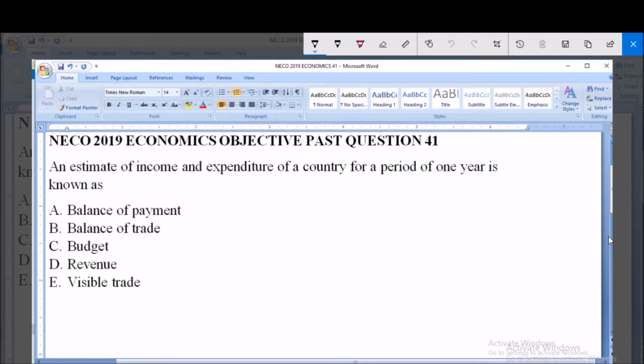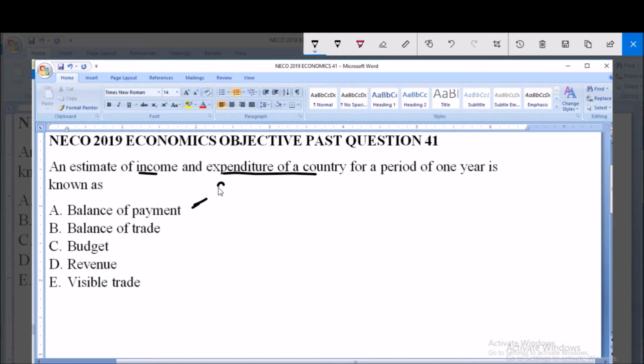An estimate of income and expenditure of a country for a period of 1 year is known as A. Balance of payment, B. Balance of trade, C. Budget, D. Revenue, E. Visible trade. So we're looking at what an estimate of income and expenditure of a country is known as. So let's look at the definition of each of the options given to us.